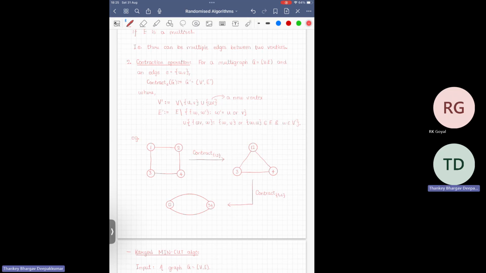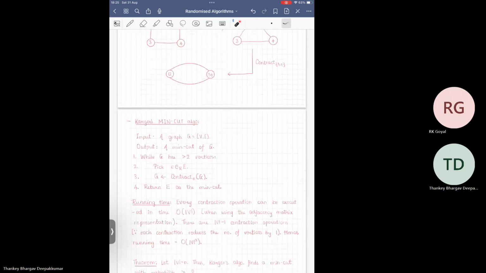Now if this operation is fine, let's look at Karger's min cut algorithm. The algorithm is just four steps. The input is a graph G equals (V, E). You could also do this for multigraphs, but I'll assume that the input graph is a simple graph, because most of the time you are only interested in min cuts for simple graphs. Is this fine? Yes.